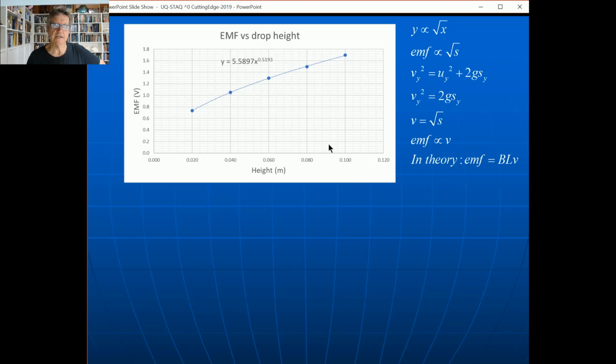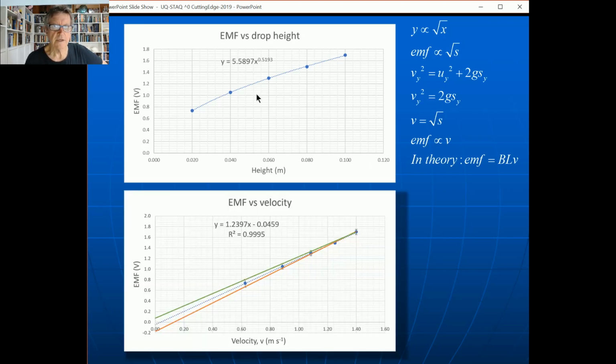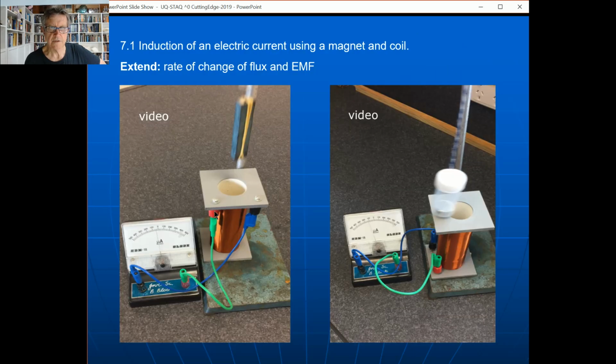So all that makes sense in theory, and it looks like it in practice. Look, if you plot EMF versus velocity, you see you get a straight line. Now here it says EMF is proportional to velocity because in theory EMF is equal to B, the magnetic field. Well, I'm using a permanent magnet. L is the distance it travels through the field, and then V is the velocity. So it's a nice little one. Okay, let's move on. We're running out of time.